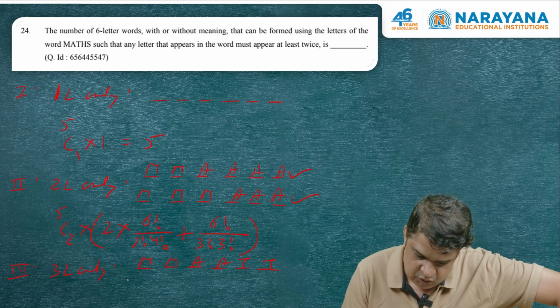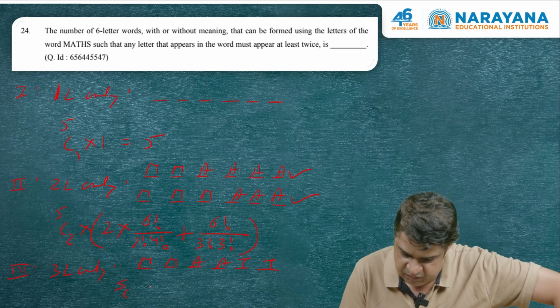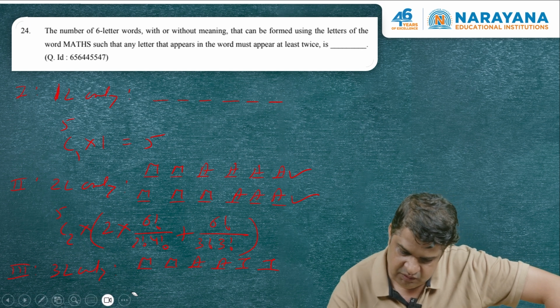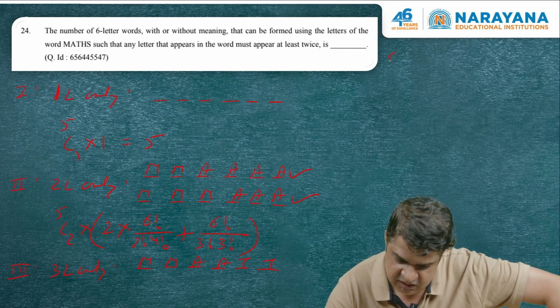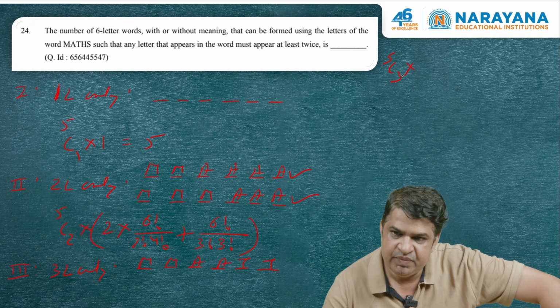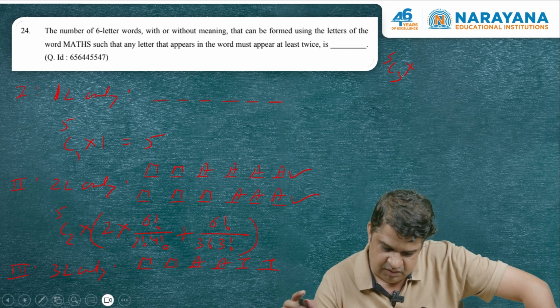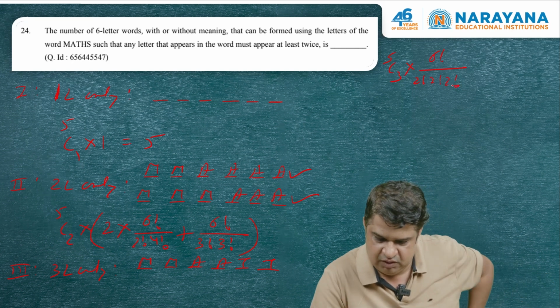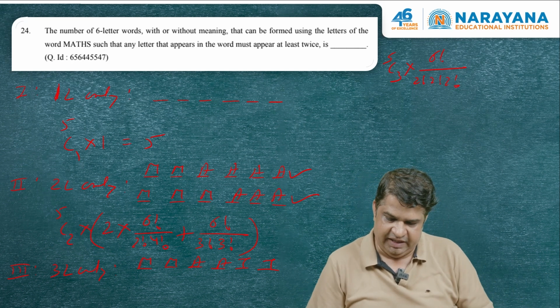Only question is out of 5 which 3 we are using. So, it can be done in how many ways? 5C3 ways, we can use any 3 out of the 5. Now, arrangement is basically 6 factorial by 2 factorial, 2 factorial, 2 factorial. Now, we have to just add them.